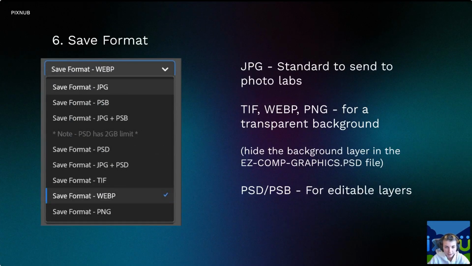And again, since you guys are already experienced Pixnub users, you probably already know about different save formats and when you would use them. But just to briefly go over them, JPEG is your standard, which is sent to the photo labs to be ready to print. TIFF, WebP, and PNG are used for transparent backgrounds. If you want to have a transparent background, just hide the background layer, the easy comp graphics, and then your PSD and PSB files are the editable Photoshop files.